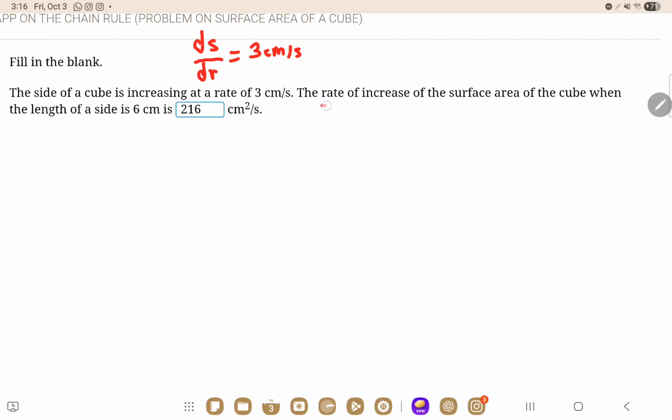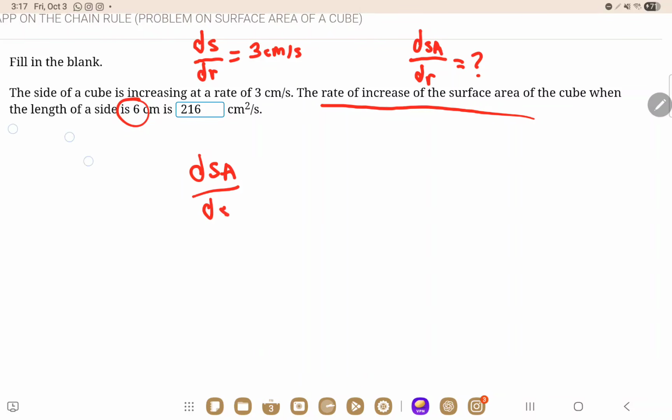Now the rate of the increase of the surface area of the cube. So they want the rate of surface area, so d SA over dt, right? They want that. We don't know that. And they want it when the side is 6. Now we need to also find another thing. We need also d of SA over d of s, right?